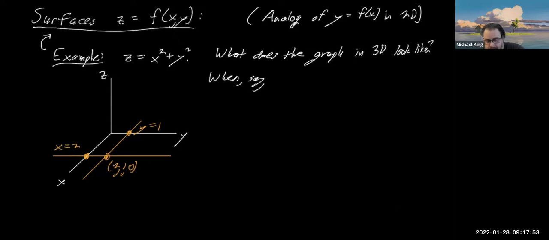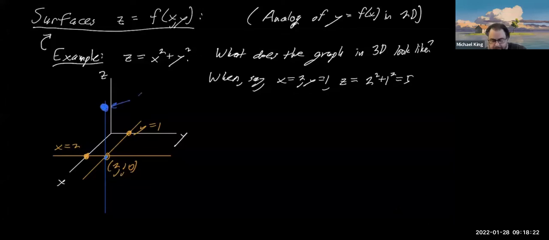And if you plug that in, say x equals 2, y equals 1, then z equals 2 squared plus 1 squared, which is 5, right? And so that means up at height 5, so that's supposed to be through that point. Up at height 5, there's this point in space that lies on the graph. The point 2, 1, 5 lies on the graph of z equals x squared plus y squared, right?